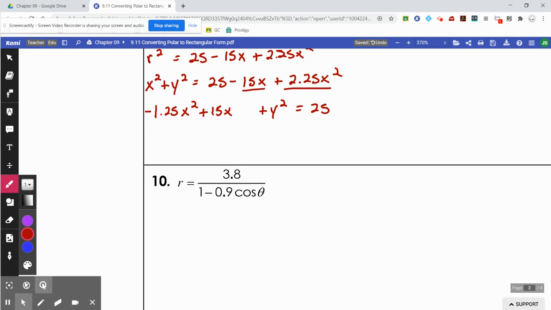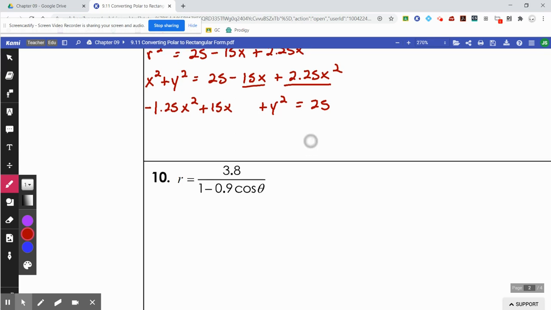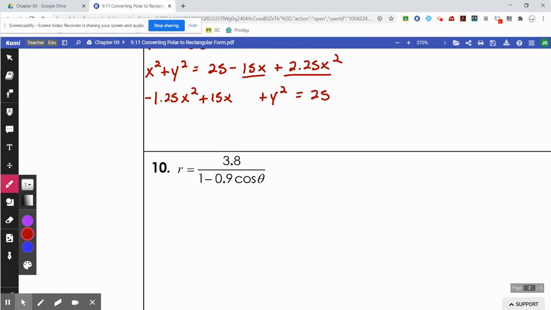Again, I'm not a big fan of the negative 1.25 out front, so you could multiply everything by 100 if you wanted to, move that decimal over, and it turns it into a 125, and then you could reduce some stuff. However, I am going to work with it. I'm simply going to factor out the negative 1.25. You're left with an x squared. Then you've got to figure out negative 1.25 times what gives you negative 15. You do so by simply dividing it, and you get 12. So you have minus 12x, leave a space, plus y squared equals 25.